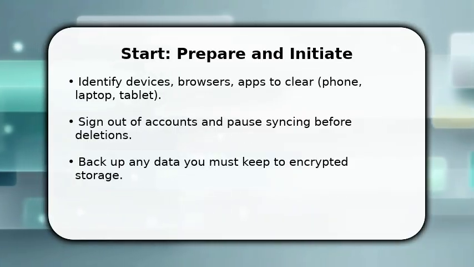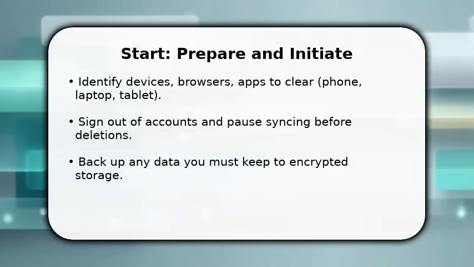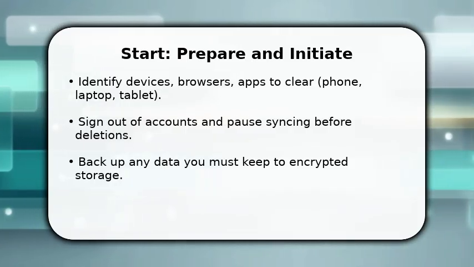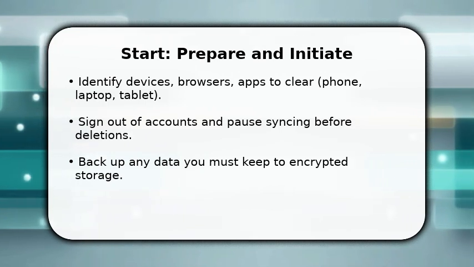Now open each browser or app's privacy settings and locate history and cache controls. Start deletion immediately. That first sweep removes obvious traces and prevents new data from being synced back into other devices.